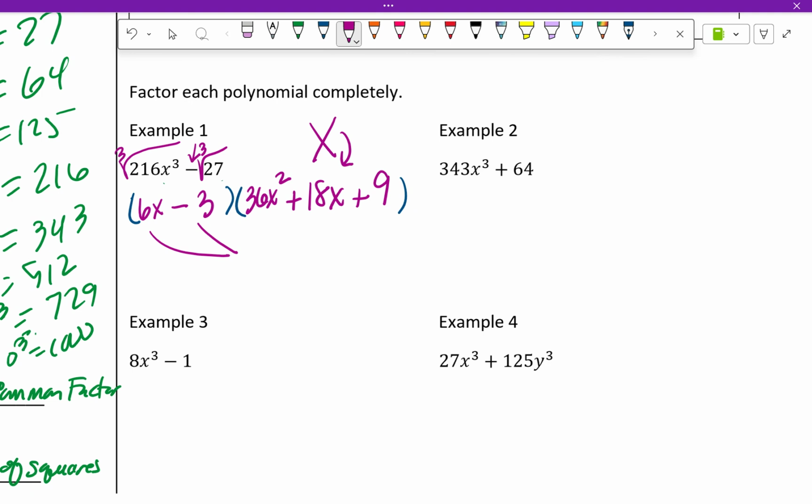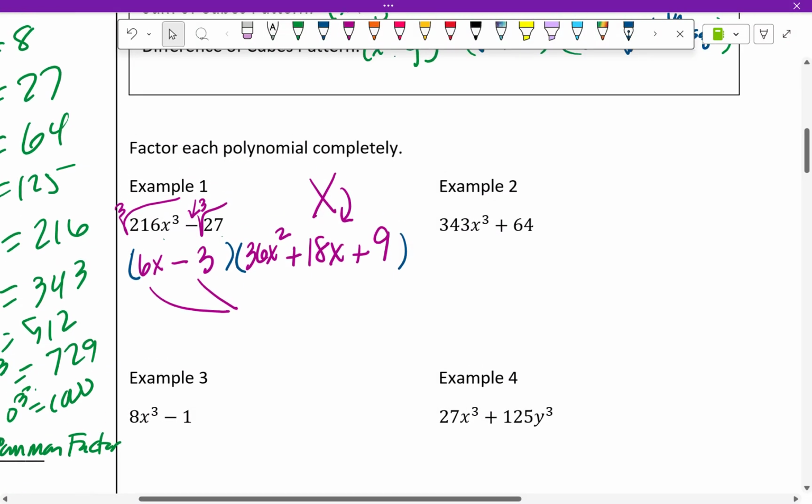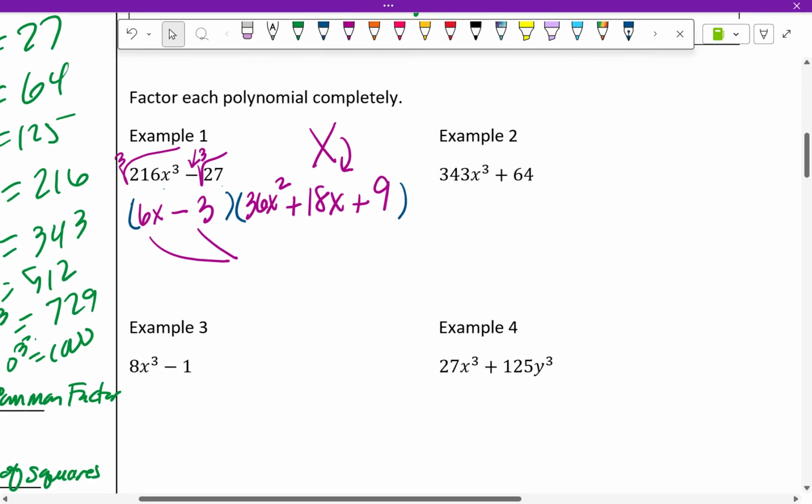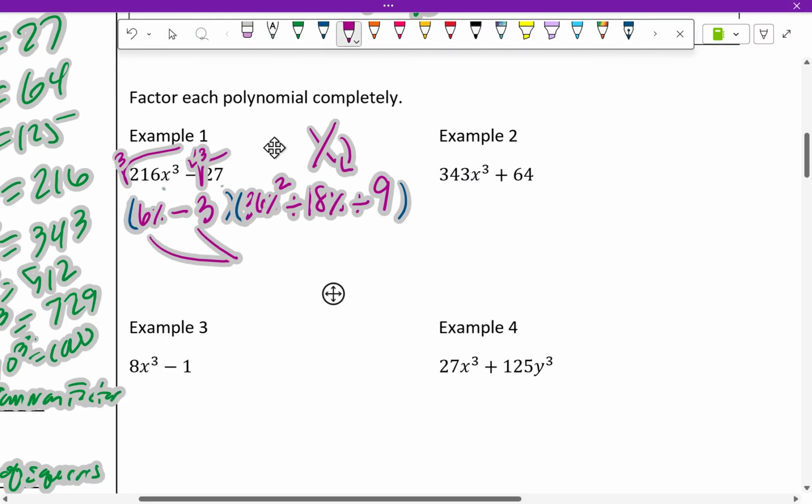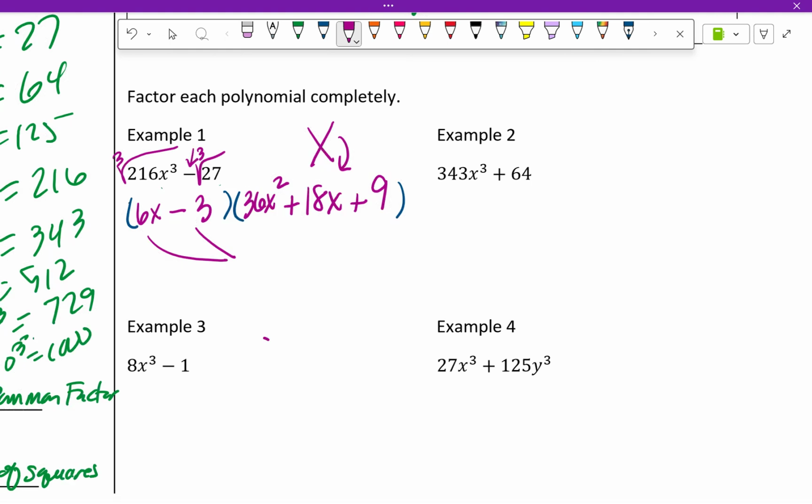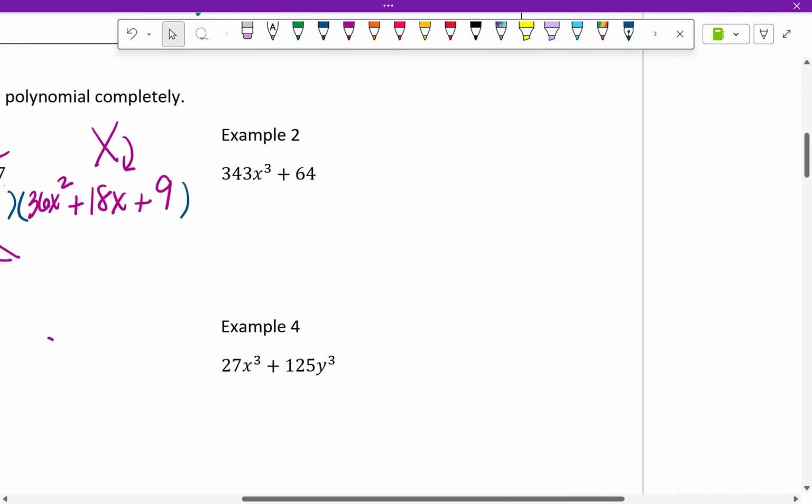I missed a square. I know I didn't. I'm good. We're good. Thought I was supposed to have a squared. We're not. If I FOILed that back out, I would get back to my binomial there. Any questions so far? It's kind of an ugly pattern, but it's a pattern we just got to learn.